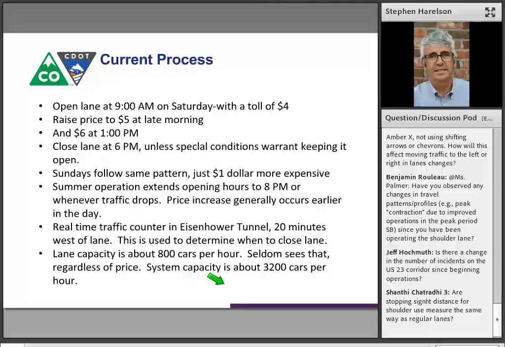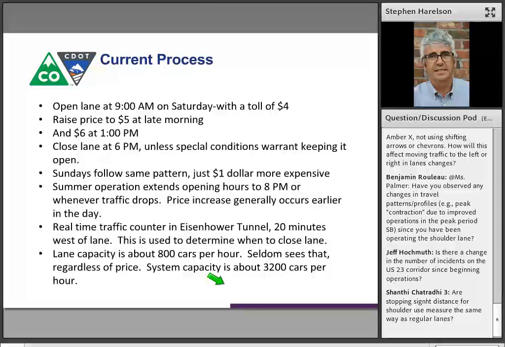So our current process, after running this thing for 3.5 years: we open it at 9 a.m. on Saturdays with the opening toll of $4. Late morning, usually by noon, we raise it to $5, and then by 1 or so, we raise it to $6. And then it stays open until 6 p.m. unless there's one of these funny events.